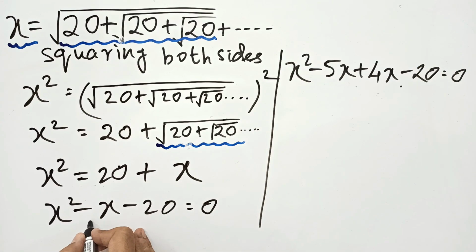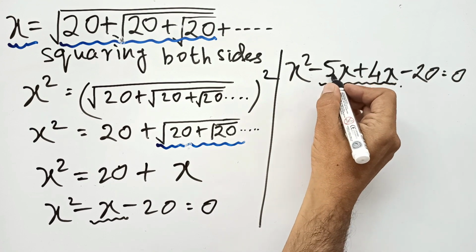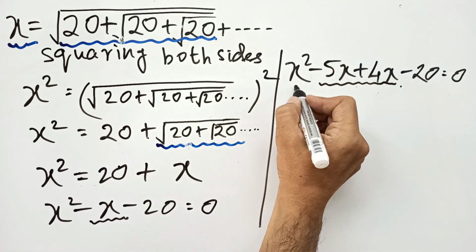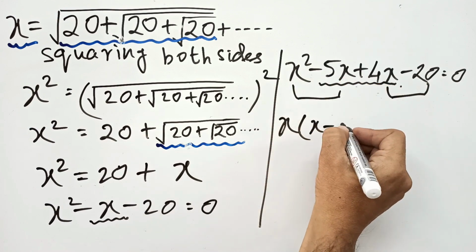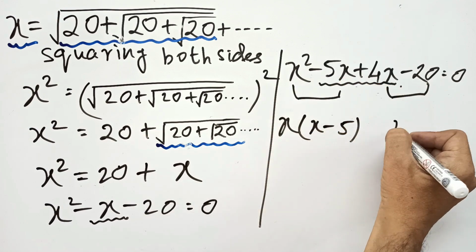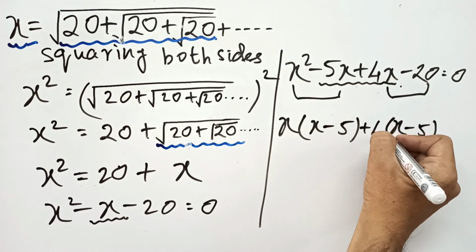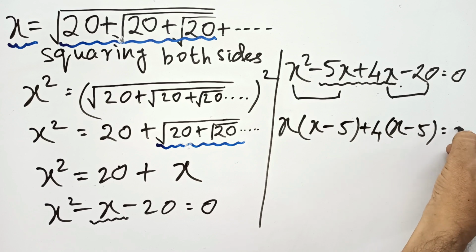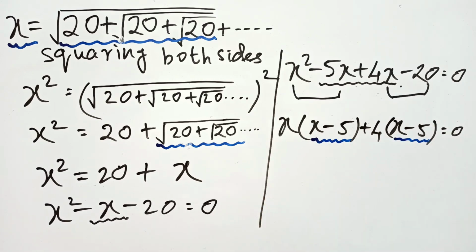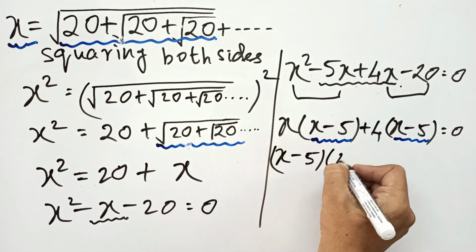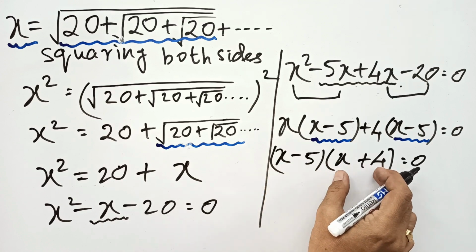We split this middle term, minus x, we write it as minus 5x plus 4x. Now making pairs, x is common in this pair, x minus 5 in bracket. Here also x minus 5 in bracket, 4 is common in this pair. Now in this whole expression, x minus 5 is common. X plus 4. X minus 5 into x plus 4 is equal to 0.